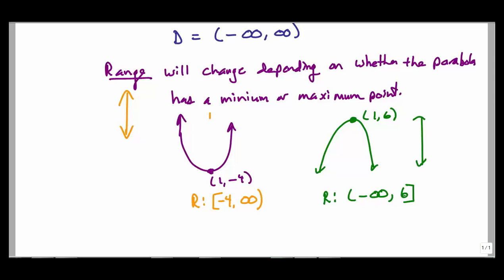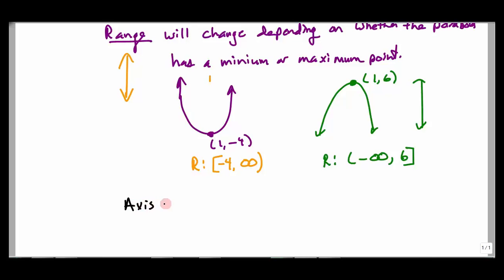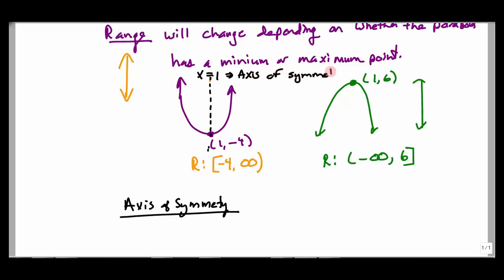Now another thing that we can talk about is axis of symmetry. Axis of symmetry means what cuts this in half. So here, the axis of symmetry, I can see, is x equals my x value, which is 1. This is my axis of symmetry. Now in my other graph, the axis of symmetry is x equals 1 as well, because again, it's the x value that splits my graph in half. The axis of symmetry has to do with the x value.